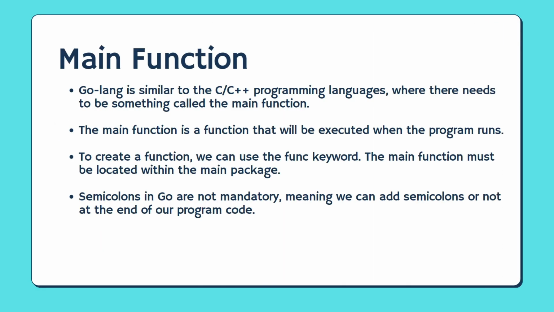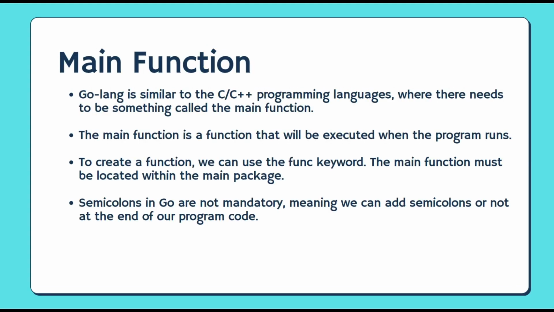Create program. Golang is similar to the C/C++ programming languages, where there needs to be something called the main function. The main function is a function that will be executed when the program runs. To create a function, we can use the func keyword. The main function must be located within the main package. Semicolons in Go are not mandatory, meaning we can add semicolons or not at the end of our program code.